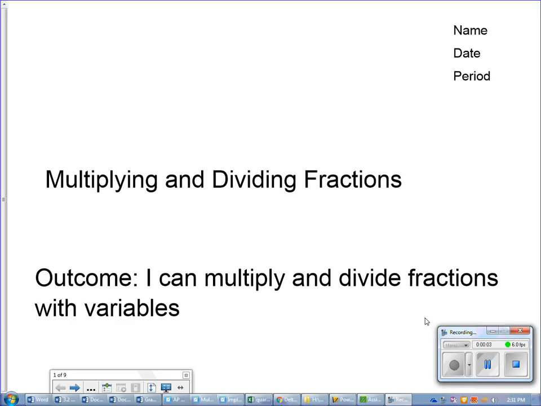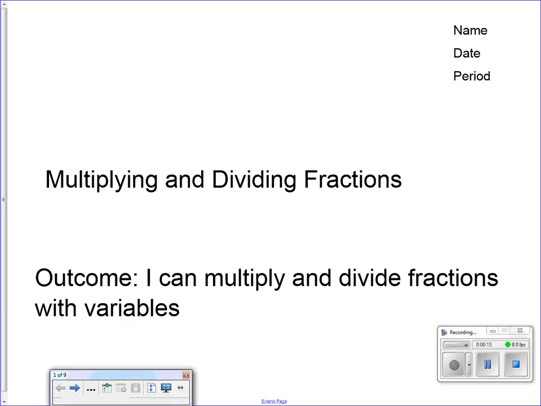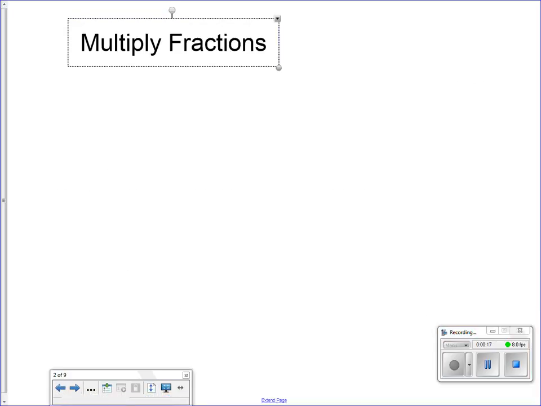The title of these notes is multiplying and dividing fractions. So your outcome is, I can multiply and divide fractions, specifically with variables. So how do I multiply fractions? Just like our last set of notes, I'm going to start with numerical fractions that we're more familiar with.